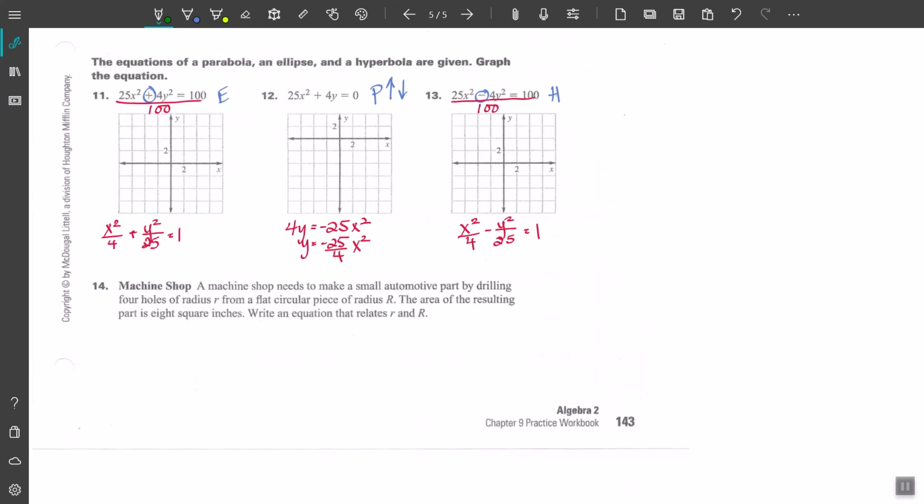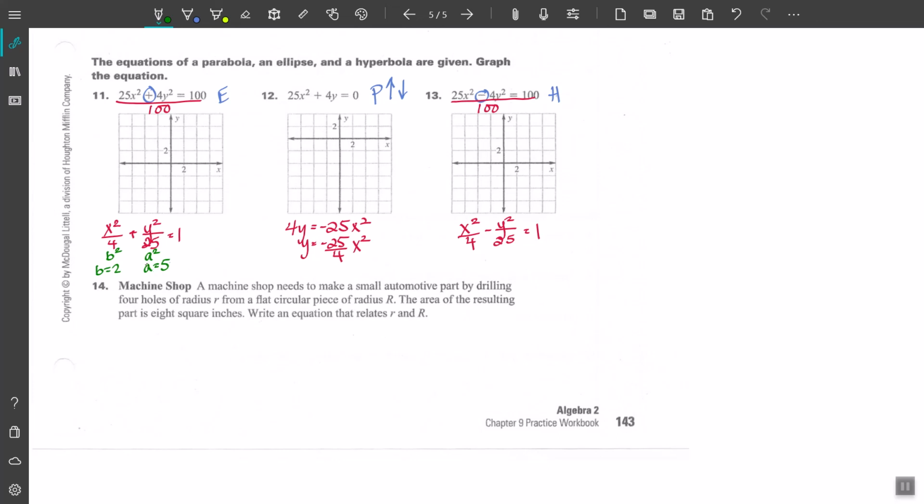Okay, so on 11, we're going to graph this ellipse. On the ellipses and the circles, the a squared follows the bigger number. So in this case, your a squared is 25, the b squared is 4. It doesn't matter a whole lot, because when you go to graph it, here my a is 5, my b is 2. This means that my a is going to be on the y-axis because it's underneath the y squared term.